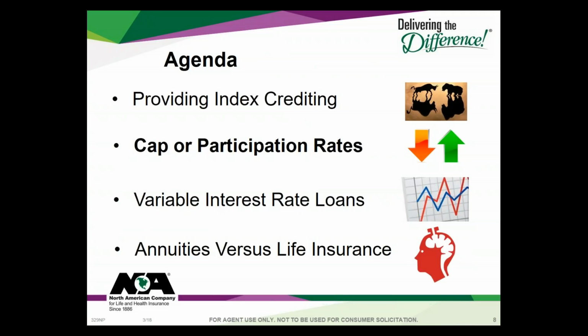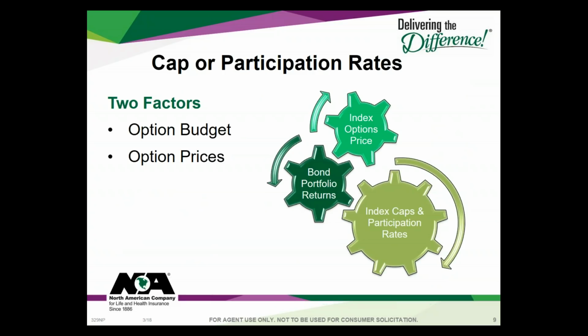So now we have to think about, okay, what are some of the elements that could change here? What are some of the things that are variable and may go different ways? Those are really about cap and participation rates, or you could also include spread rates. There are a couple of factors that we need to consider when we're looking at indexed universal life.